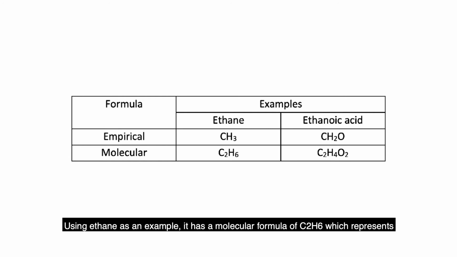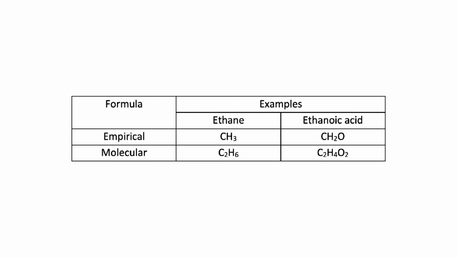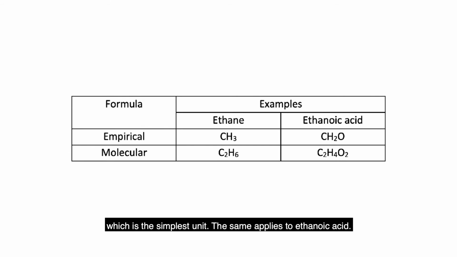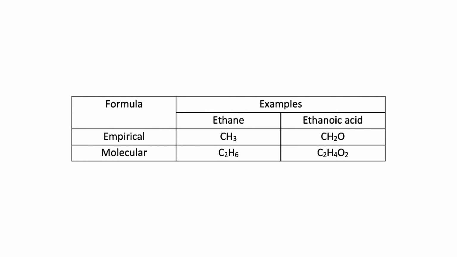Using ethane as an example, it has a molecular formula of C2H6, which represents the actual number of different elements present in a compound. Dividing the number of different elements by 2 will give us the empirical formula, CH3, which is the simplest unit. The same applies to ethanoic acid.